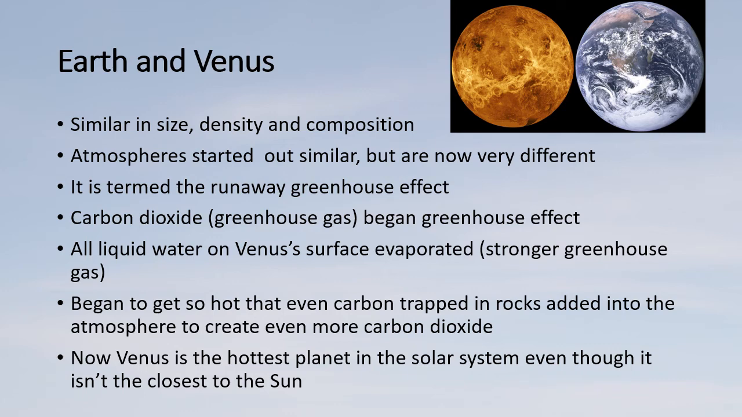So now Venus is actually the hottest planet in our solar system, even though it isn't the closest to the sun. And it's just basically because the atmosphere got so clogged up with carbon dioxide that absolutely no heat could escape. So any heat that got to the surface stays there.